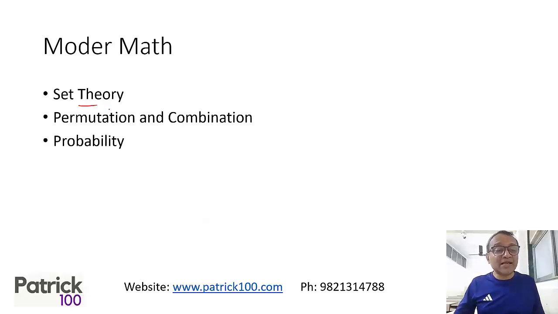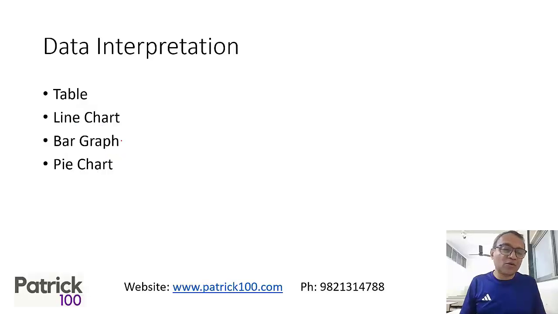Modern maths: there is set theory, permutation, combination, probability, similar to CAT. And DI is not complicated like CAT, but simple tables, line charts, bar charts, pie charts. You may have calculation-intensive questions, but it will not take too much time to understand the question. So these are the basic broad areas as far as mathematics is concerned.